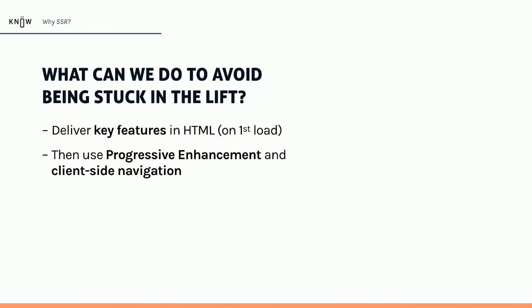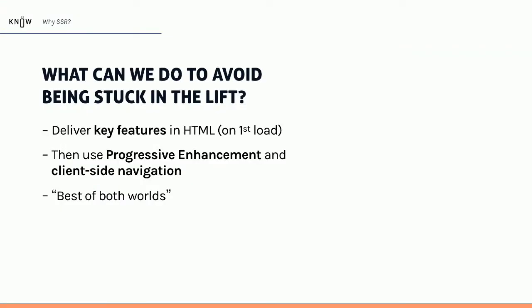And then you use progressive enhancement to add all the sugar that we want and expect from modern web apps. And also client-side navigation, so that when you click a link on the page, it doesn't refresh the whole page, but just gets the content and then displays it. So what we want is actually an approach that is best of both worlds. Server delivers something, and then the client also does something if they can.